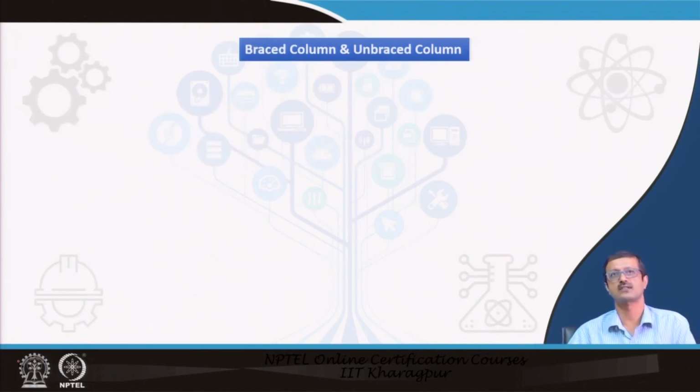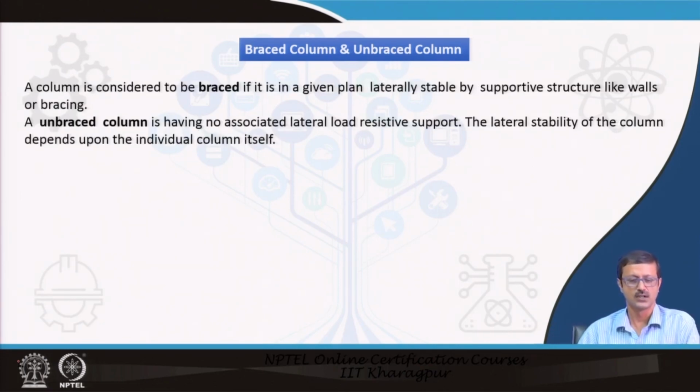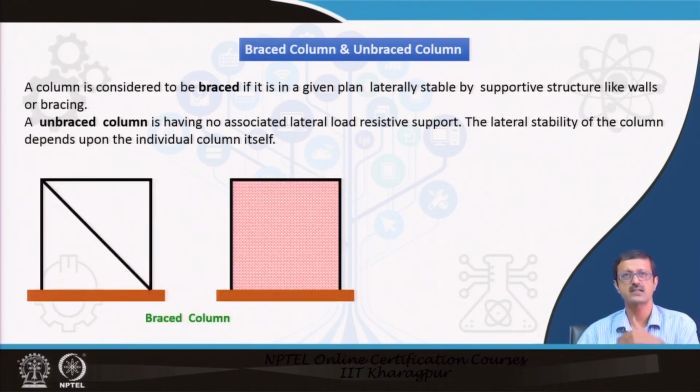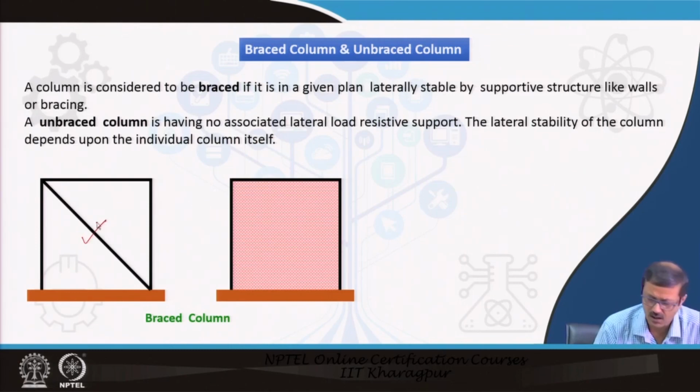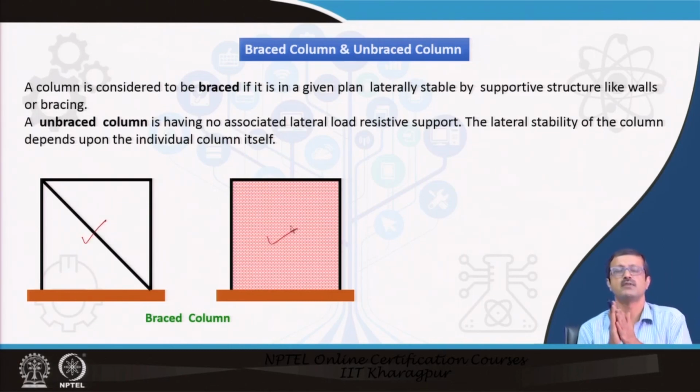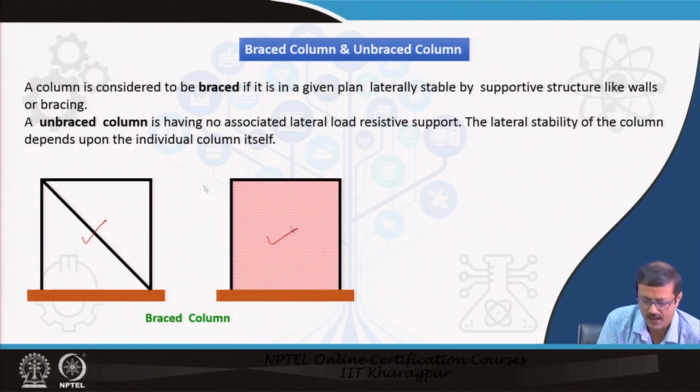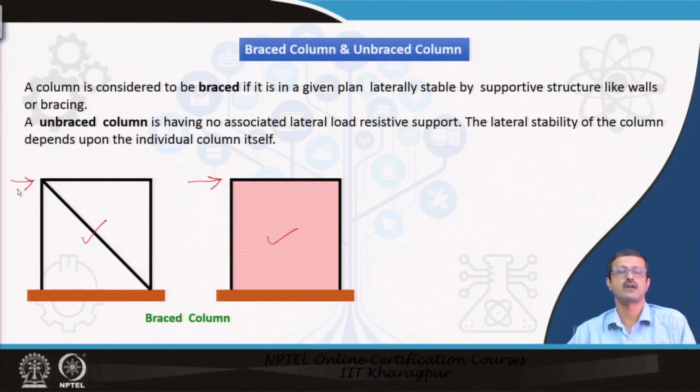There is another way of classification of the column, which is the braced column or the unbraced column. In a braced column, you have an additional member which takes care of lateral stability. For lateral stability, either there is a single diagonal member or maybe there is an infill brick wall, so it can act as a bracing and take any kind of lateral load. Any kind of wind or earthquake load can be taken by these diagonals or the infill wall.